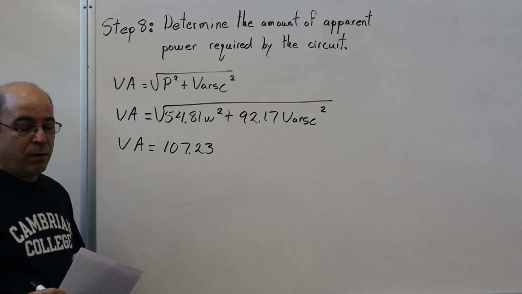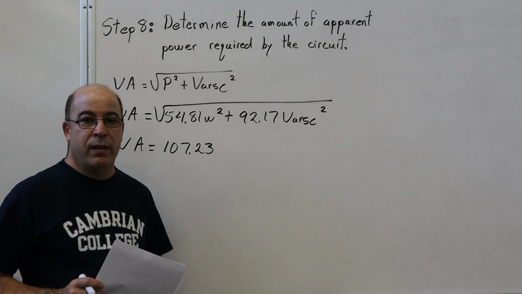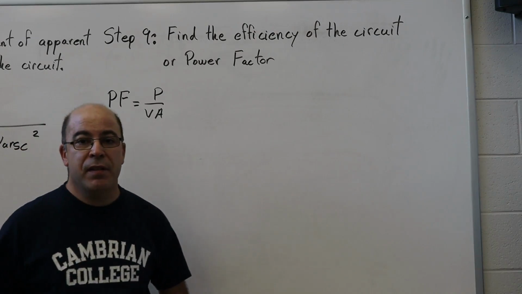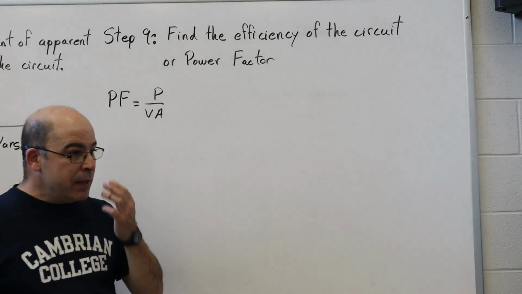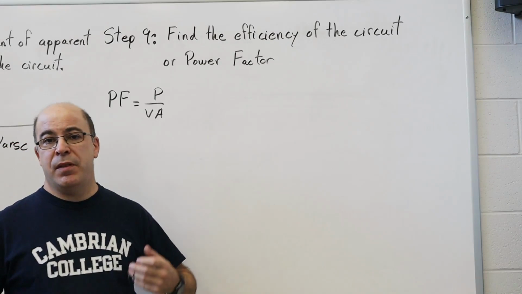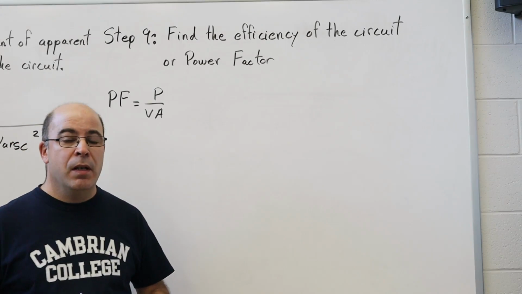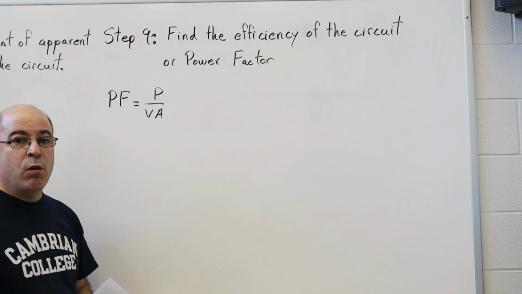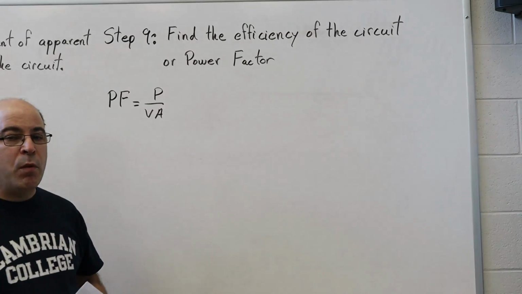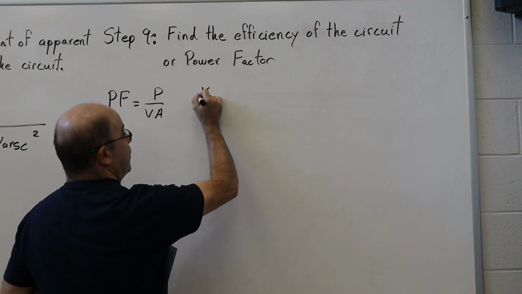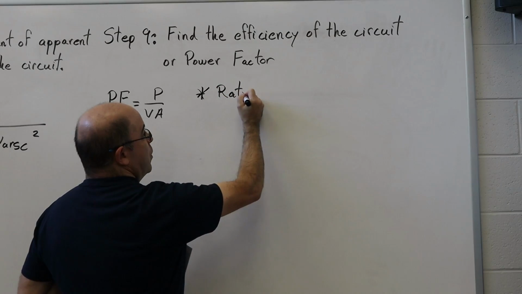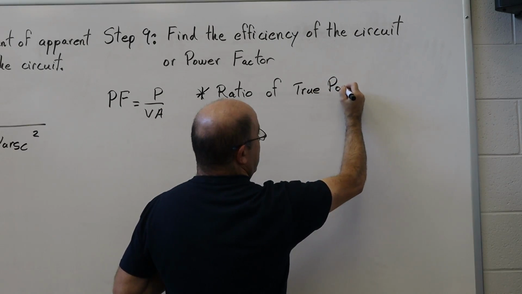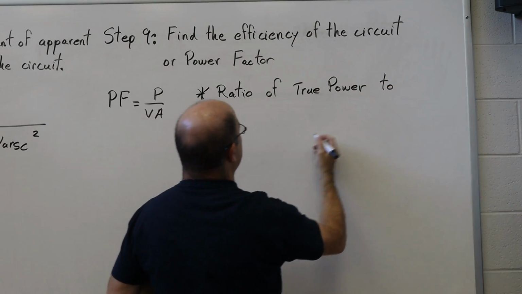Next, we're going to move on to power factor. I'm just going to move down the board here so I can make myself some room. On to step 9, finding the efficiency of the circuit, or in other words, power factor. Now, there are many formulas that can be used to determine power factor. However, I've always used power factor is equal to P over VA because it's easy for me to remember. This formula is the ratio of true power to apparent power.